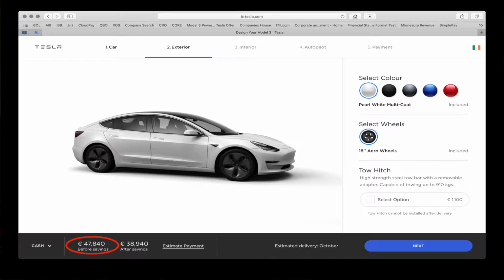Okay, have a look at this sheet here. This is the next page on the Tesla website where you can add colors to it. If you look at the bottom left there, we have the 47,840 euros brought forward from the previous page as the total price. That includes the basic white color.